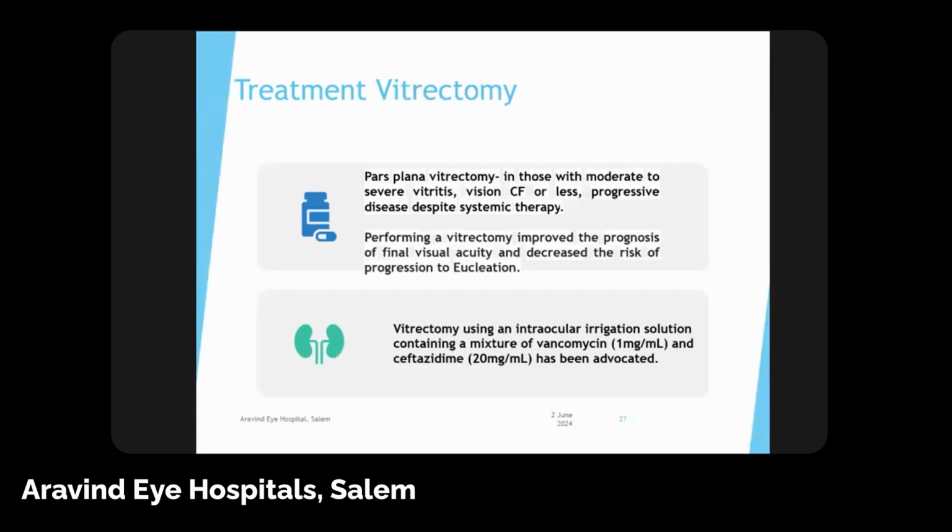So pars plana vitrectomy in those with moderate to severe vitritis, vision is counting fingers or less, progressive disease despite systemic therapy, and performing a vitrectomy always improved the prognosis of final visual acuity and decreased the risk of progression to enucleation. Vitrectomy using an intraocular irrigation solution containing mixture of vancomycin and ceftazidime also has been advocated.